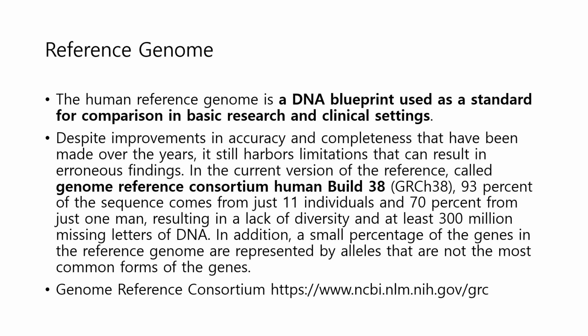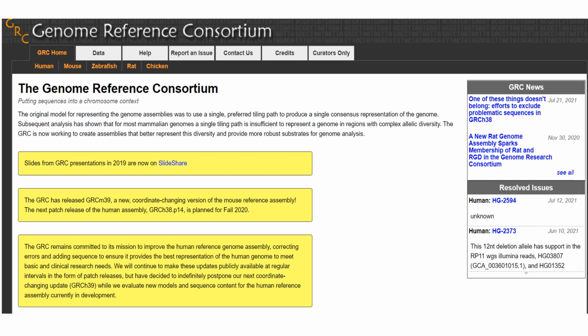Reference genome is a DNA blueprint used as a standard for comparison in basic research and clinical settings. The current version of the reference genome is called Genome Reference Consortium Human Build 38. If you visit the Genome Reference Consortium site, you can see or download the reference genome data.